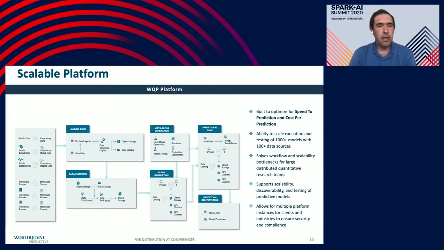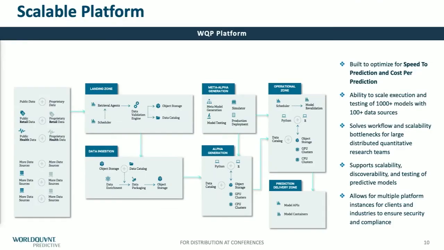I used to call this slide comfortably familiar, refreshingly different. Why? Well, pretty much everybody has a platform that logically looks like this. There's data somewhere, it comes into landing zones, it gets processed. Maybe the alpha and meta alpha, which is our words for models and ensembles, are a little bit different than what you're used to. And then eventually the models have to make it to production and operational zones.